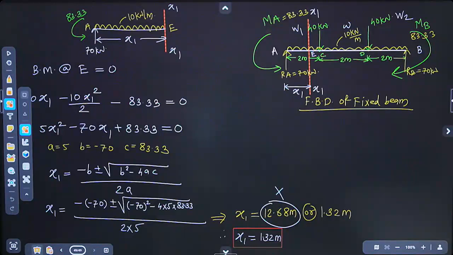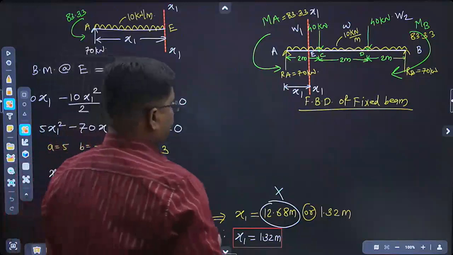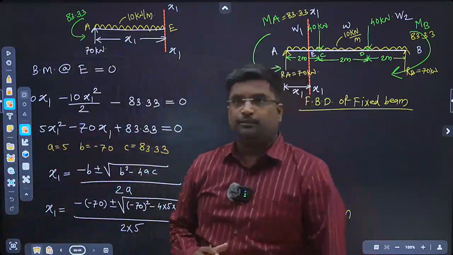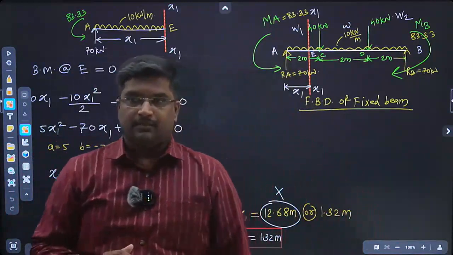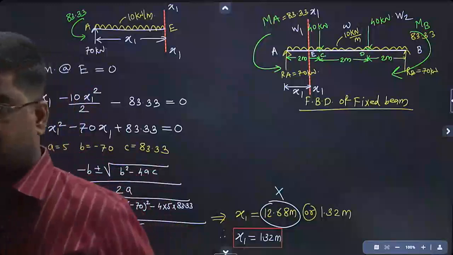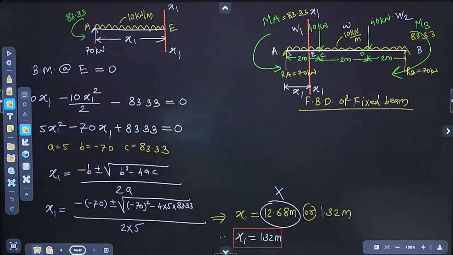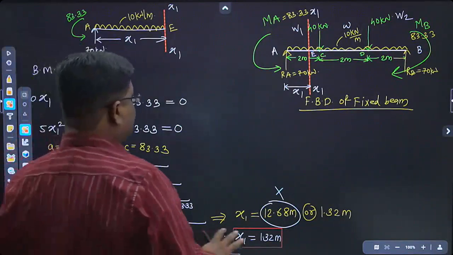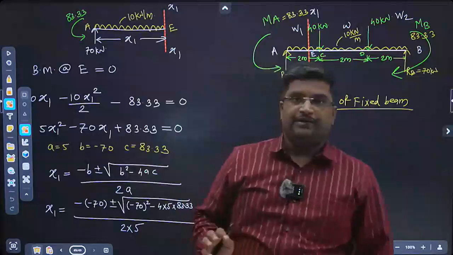So this was our last problem from this topic, from the topic fixed beam. Clear? Okay. So we have covered all the types.